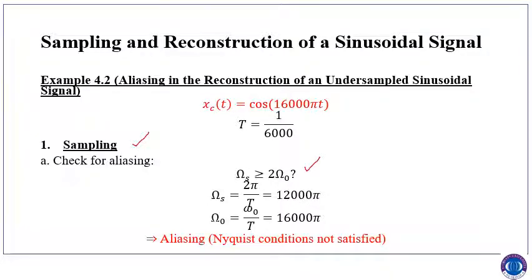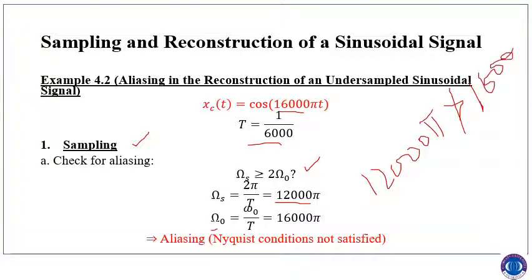We have omega naught equal to 16,000 pi, and we know the relationship omega s is equal to 2 pi by T. So we will substitute T here, and it becomes 12,000 pi. However, the value of capital omega naught is 16,000 pi. According to this condition, 12,000 pi is not greater than 16,000 pi. So aliasing will appear, the Nyquist criteria is not satisfied, and the copies will mix up.